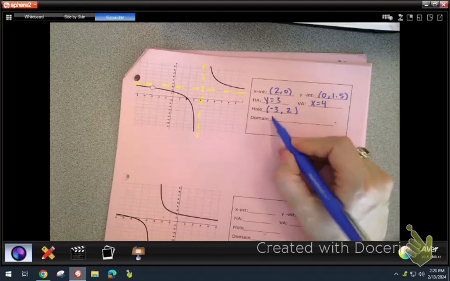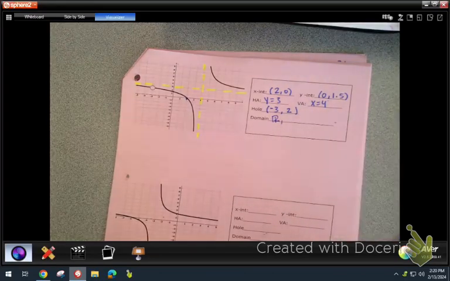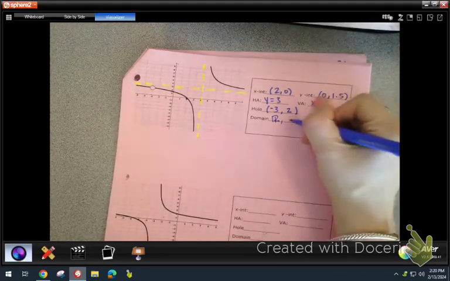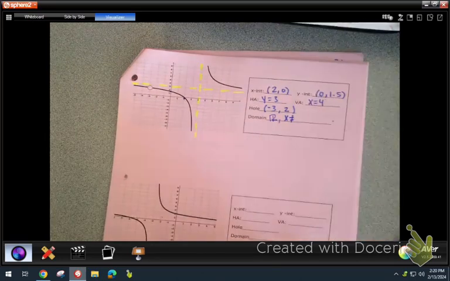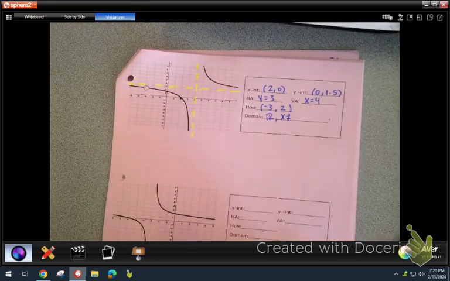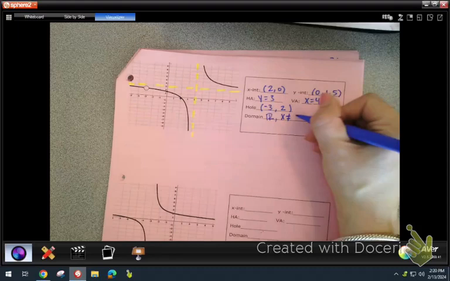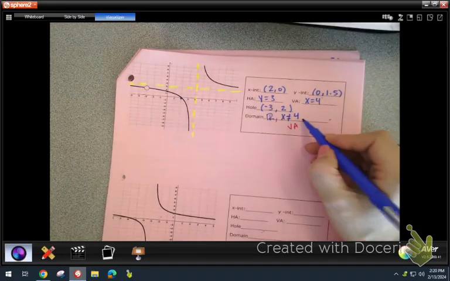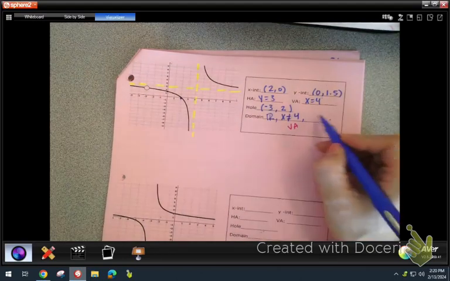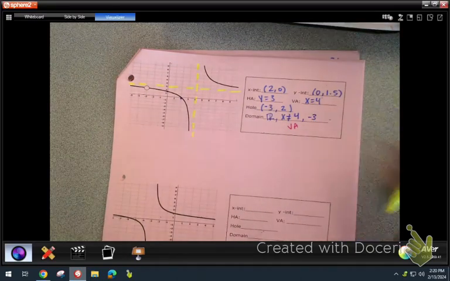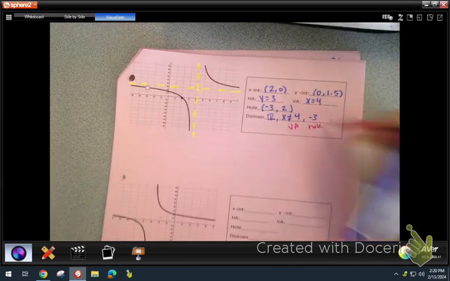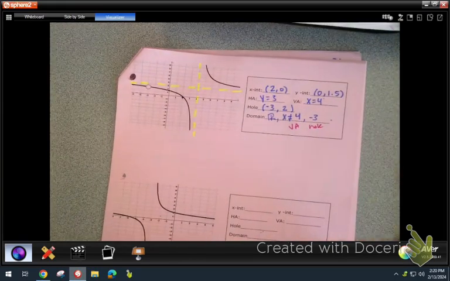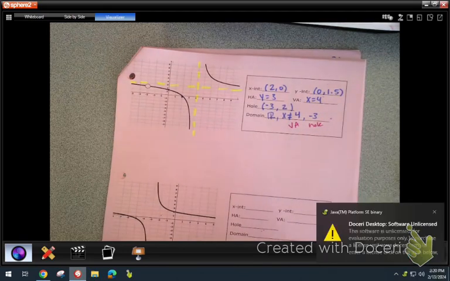With the domain, real quick, remember, you've got 2 things that can cause restrictions. What is one thing that x cannot equal? 4, because that is a vertical asymptote. What else can x not equal? -3. Why not -3? Because that's the hole in the graph. Okay? So watch out for those. If there is a hole in the graph, it's going to cause a domain restriction.